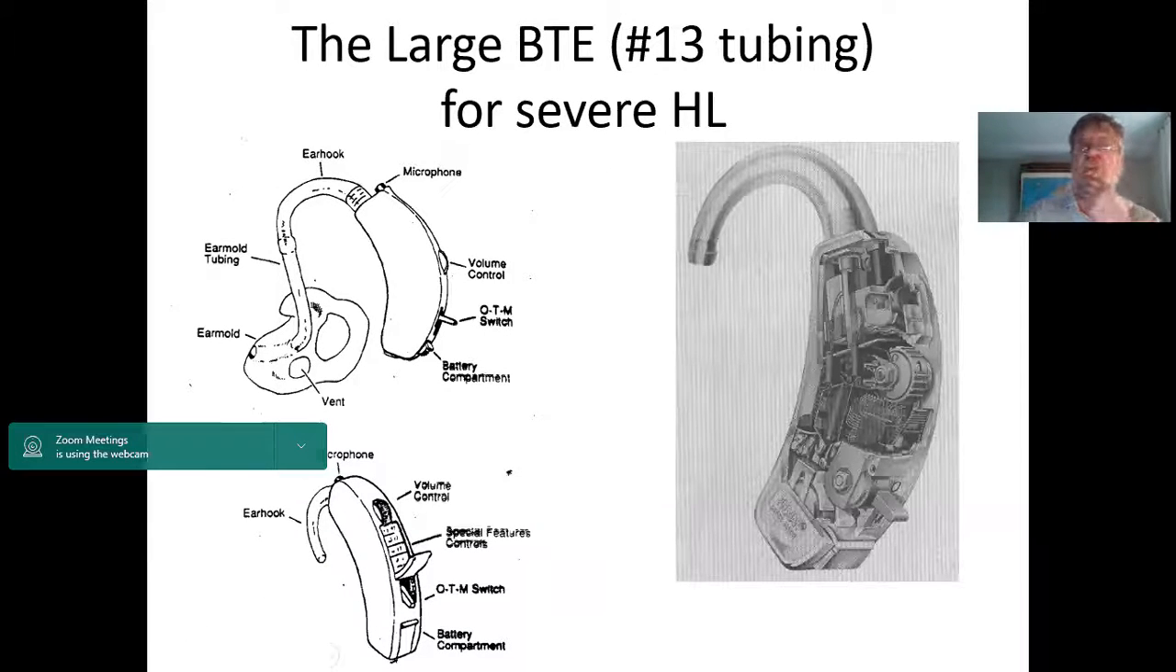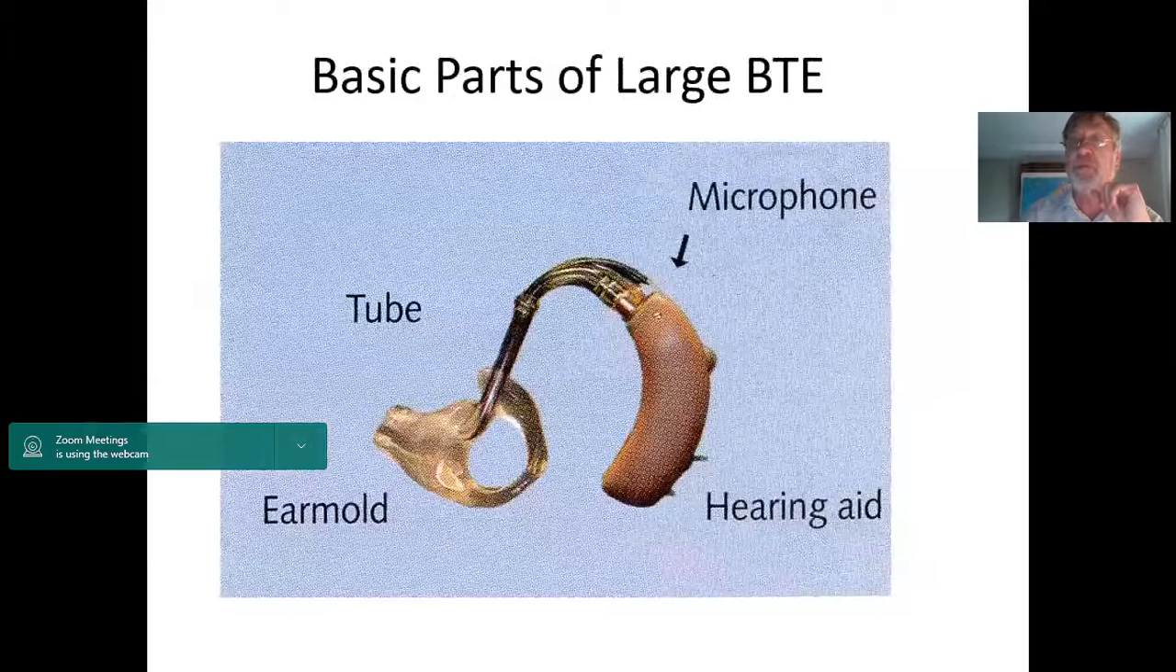So again, here we're just about at the end of our Zoom session. You have 3 non-electronic modifications: vents, filters hardly used anymore, horns hardly used anymore. The biggest one you need to know is venting.